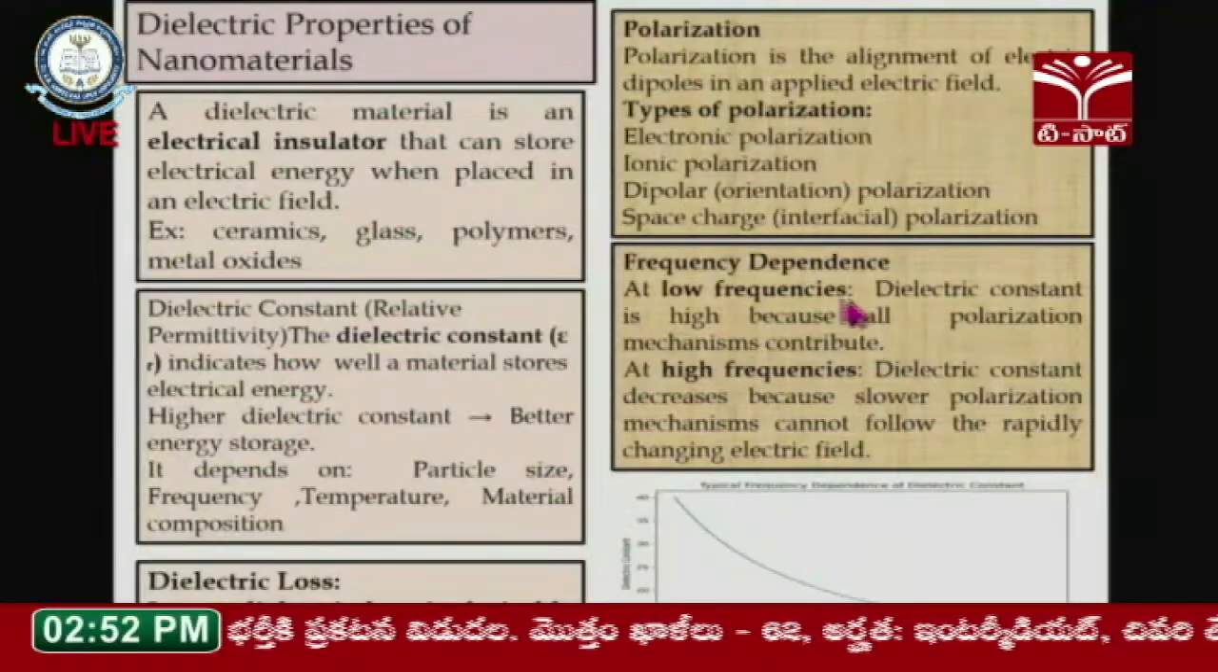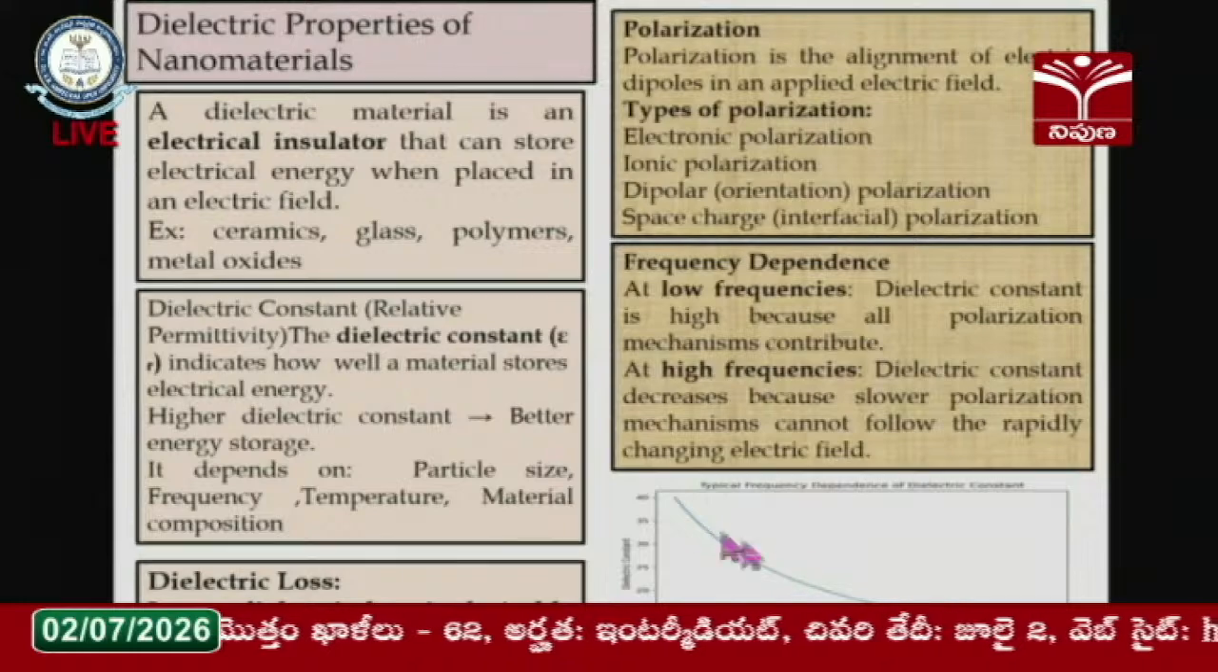At bulk level it may show a certain K value, and at nano level the K value is increased. So if a capacitor is holding 2 volts or 4 volts, when it is transformed to the nano level, it can hold up to 10 times more. That's the advantage. Again, this depends on particle size, frequency, temperature and material composition. And dielectric loss is the energy loss. The energy should not be lost. The basic reason for that is polarization and frequency dependence.